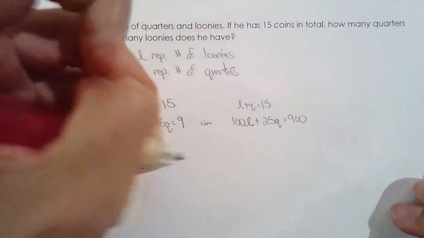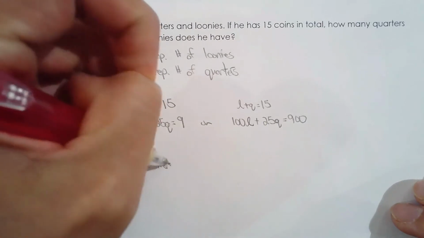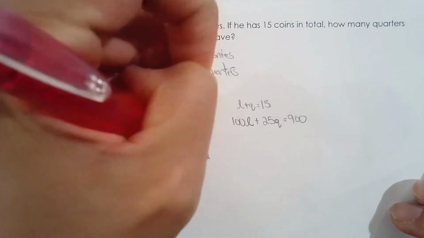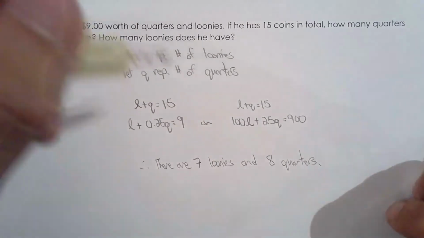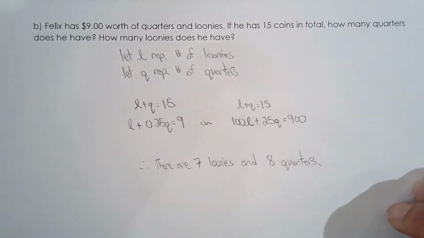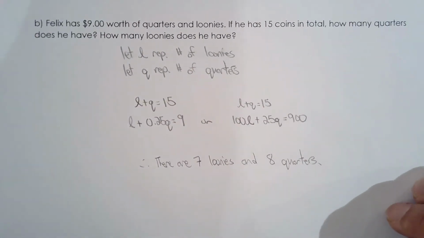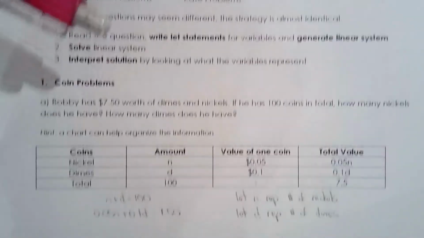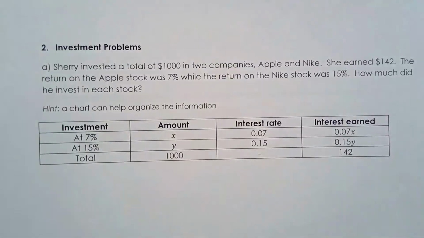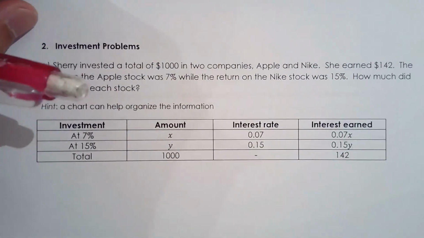So there are 7 loonies and 8 quarters. Okay, so hope you can solve that correctly. It doesn't matter, substitution, elimination, pick whatever you're comfortable with. But if it's specified on the test, then you have to do it whichever way is stated.